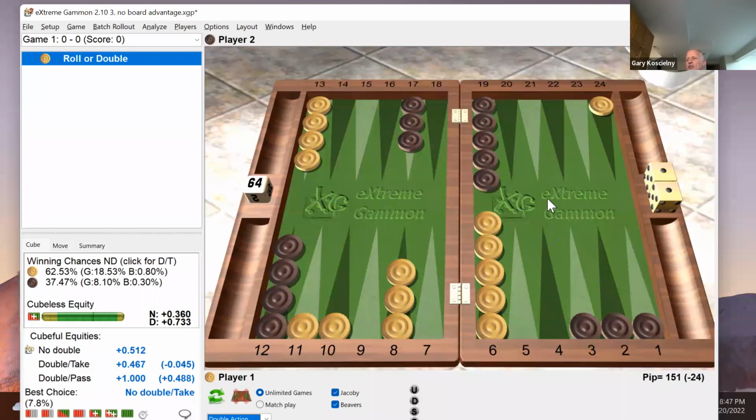Now, previously to looking at this position, most of you and probably me would not even consider doubling here. But if you go through it and analyze each spot and do it systematically, you're in a pretty strong position here.